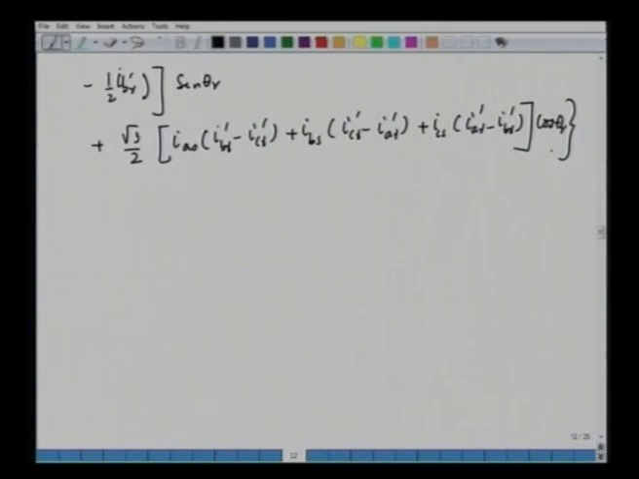So, this is the expression for the torque, and in this particular lecture we have modeled the induction machine in ABC variables. In the next lecture we will see how we can transform these ABC variables into DQ variables.